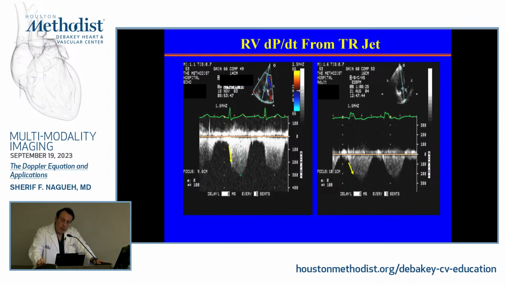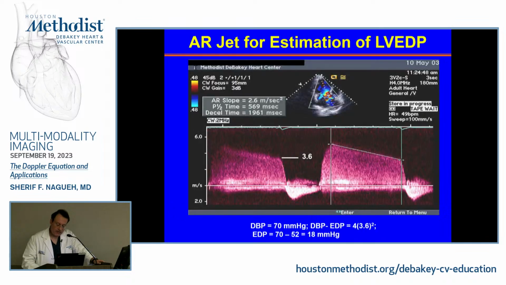You can look at the shape of the signal. For example, if we look at these two ventricles, in this situation, if you look at that yellow arrow, the velocity is rising fast. Whereas in this ventricle with worse function, it is rising slowly, indicating that systolic properties of that right ventricle are not as normal. The last example I'll show you is aortic regurgitation, and someone says, how can I use that for end diastolic pressure estimation?